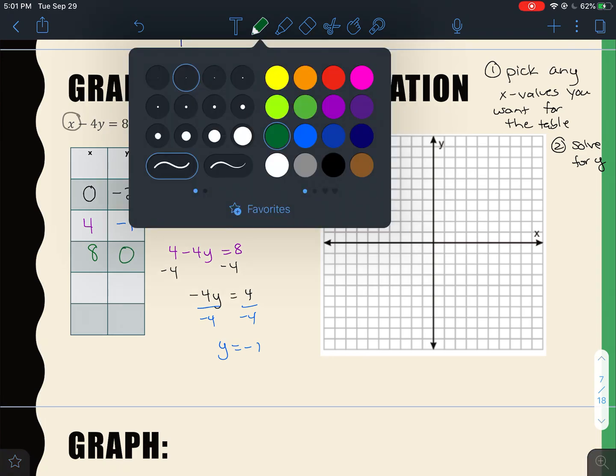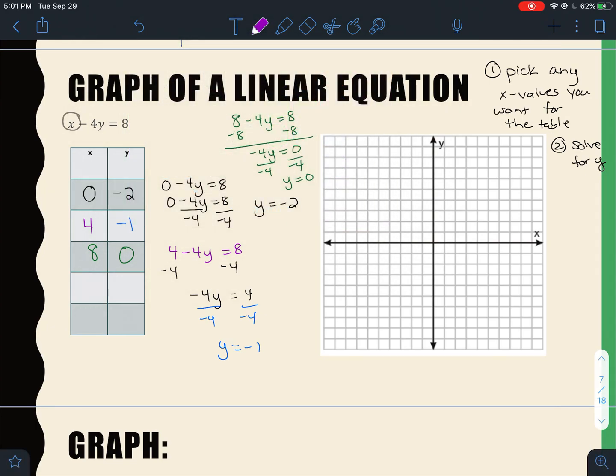You can also pick negative numbers. What if I pick -1? So if I plug in -1, I have -1 minus 4y equals 8. I'm going to add 1 to both sides, and I would have -4y equals 9. Divide by -4, and y is going to be -9/4, which I don't know how to graph, so I'm going to change that to a decimal so I do know where it would go. 4 goes into 9 twice with a remainder of 1, so it'll be -2.25.